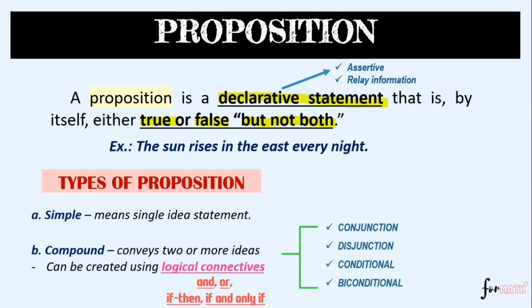And for the simple proposition, ito yung ating negation. For example, yung proposition natin na the sun rises in the east every night. If we're going to have a negation statement for that proposition, this will be the sun doesn't rise in the east every night. Okay, kumbaga from the word not. Okay, yan yung ating simple proposition.